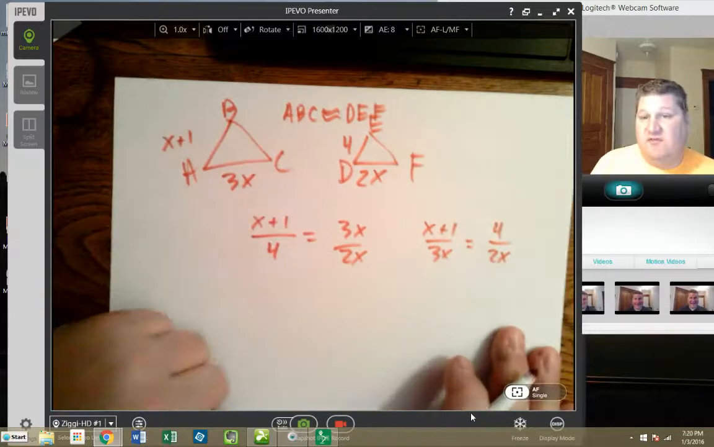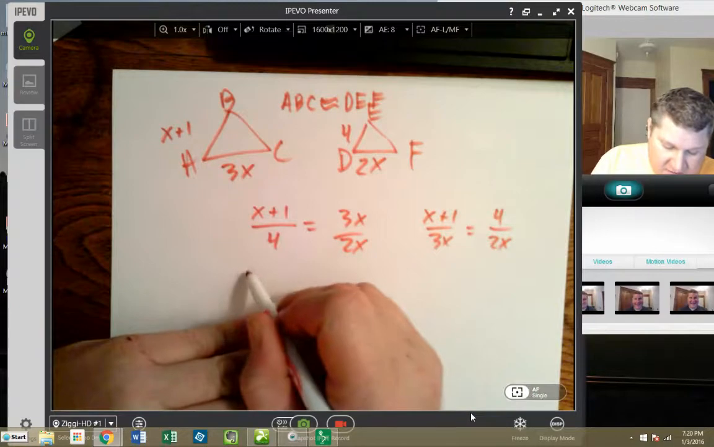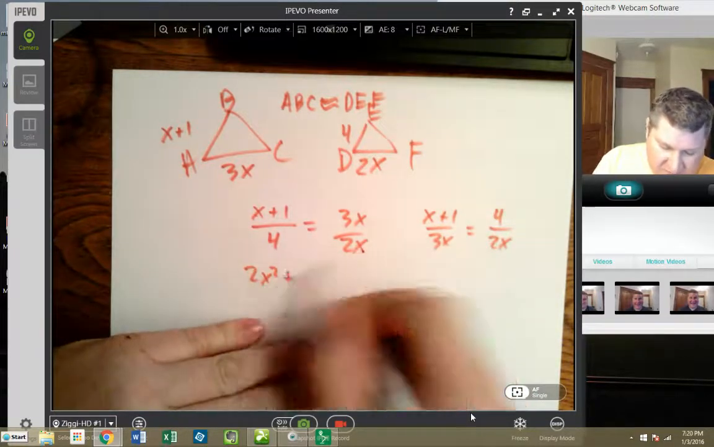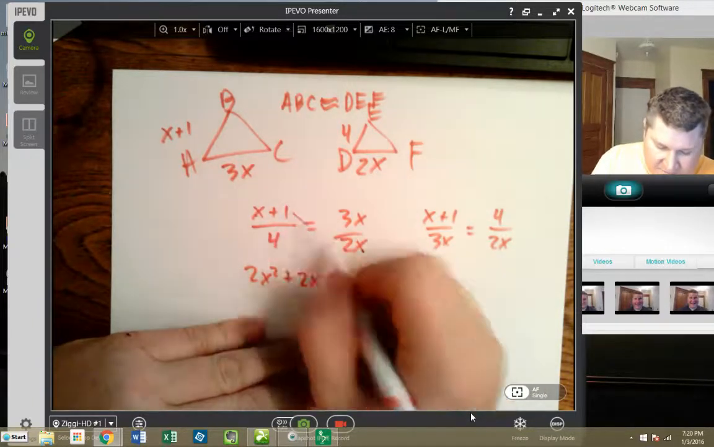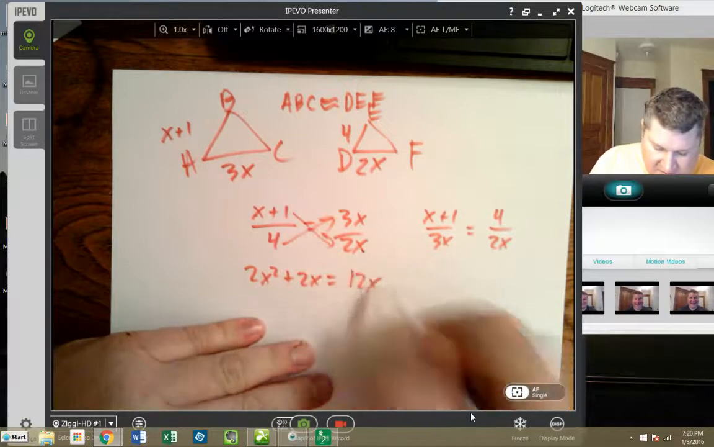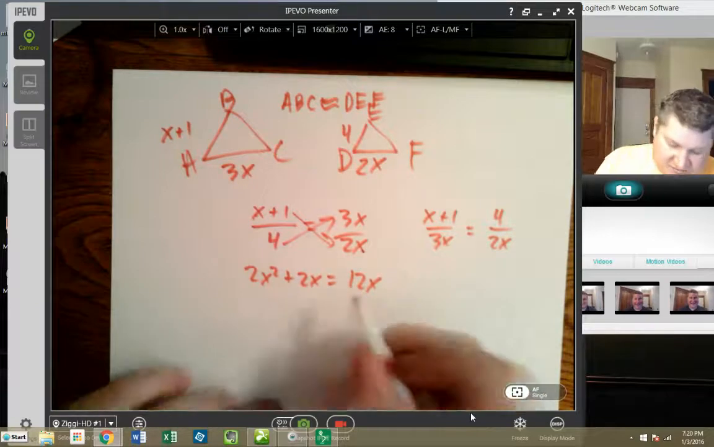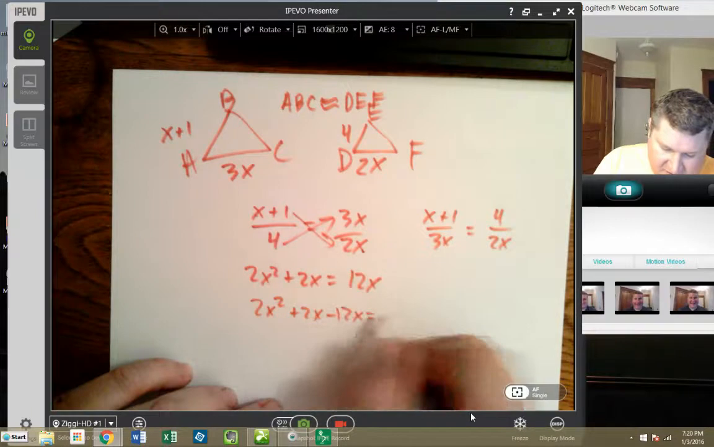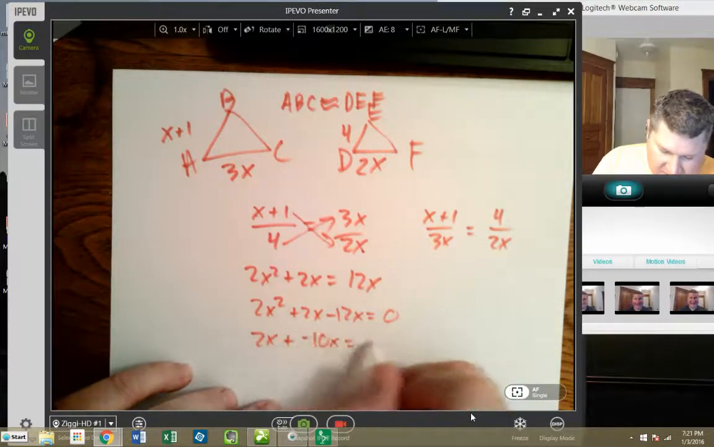In fact, I can prove it to you because again, we're going to cross multiply. And we're going to end up with 2x squared because x times 2x is 2x squared, plus, don't forget to distribute, 2x equals, and you end up with 12x here. Now, to solve this, of course, you would do what? Get everything to one side. So I have 2x squared plus 2x minus 12x equals 0. 2x squared plus negative 10x equals 0.